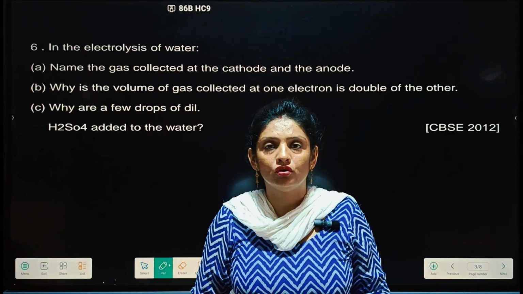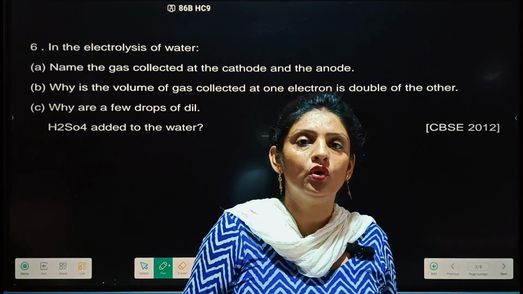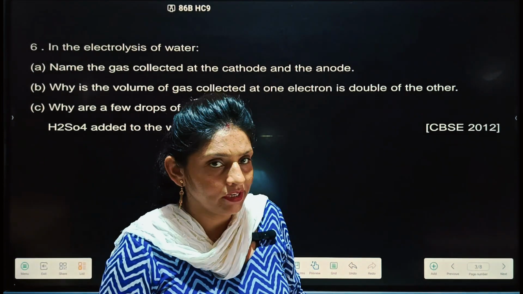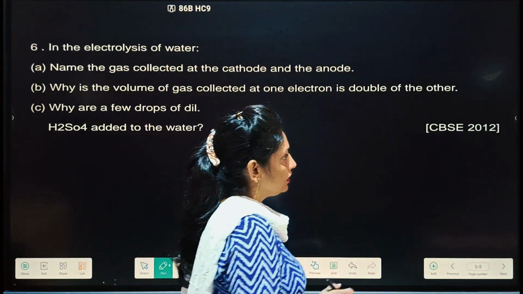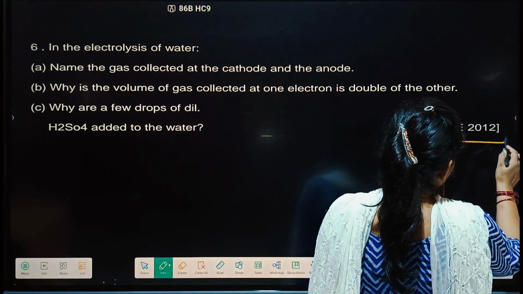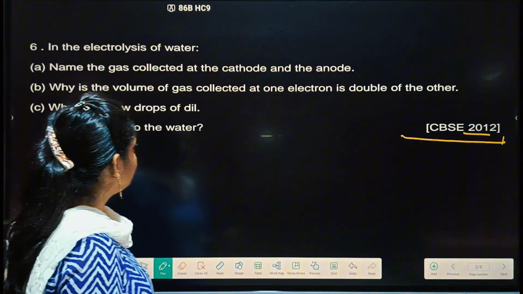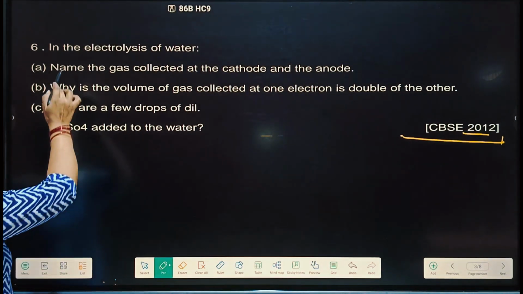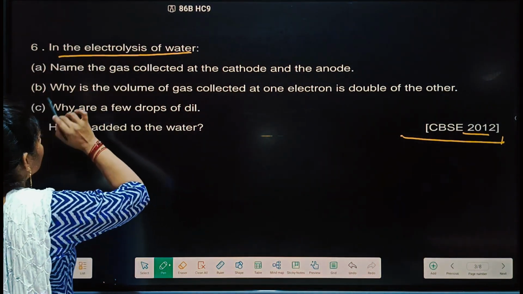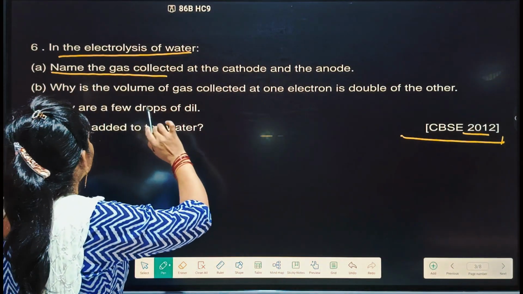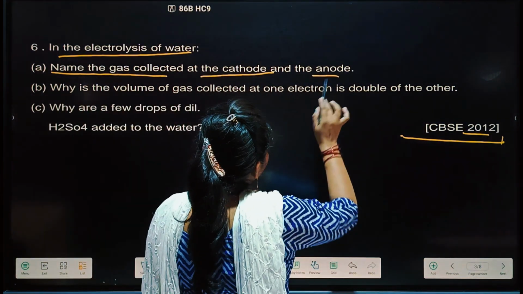Students, today also we will discuss some more PYQ of chapter first. You can see this question also, CBSE has given in 2012. Okay, then students, let's see the question. In the electrolysis of water, name the gas collected at the cathode and anode.